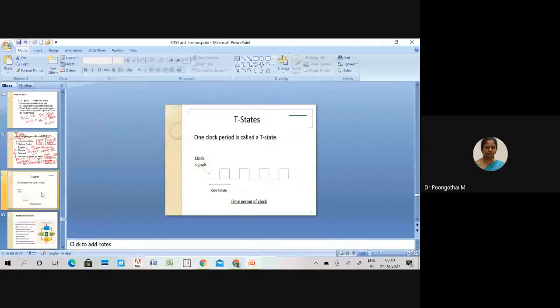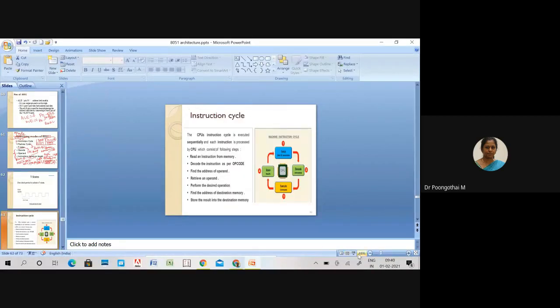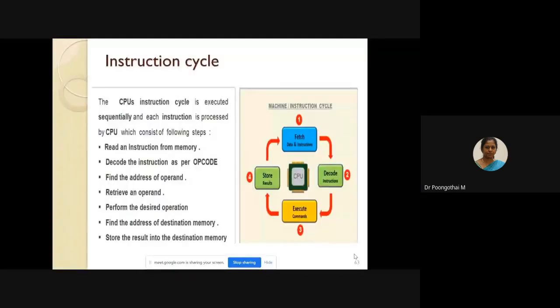Okay. So this slide I have already explained T states. So coming into the instruction cycle. The machine cycle is the main activity performed by the CPU to execute your program instruction. However, the machine cycle is part of the instruction cycle. Instruction cycle is nothing but a combination of fetch cycle and execute cycle.